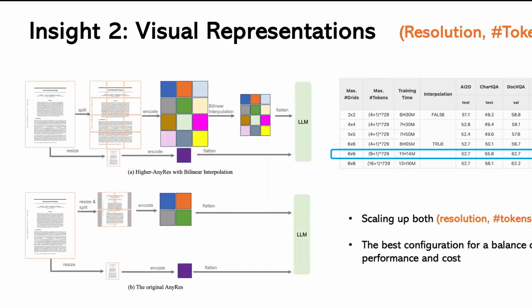The second ablation study is visual representation, how we actually represent the image. There are 2 aspects for us to represent an image. One is the image resolution, and the other one is the number of tokens that we could use to represent the image. We found that scaling up either of them provides improved results. And we did some detailed ablation study and provide the best configurations in the Llama Next recipe.